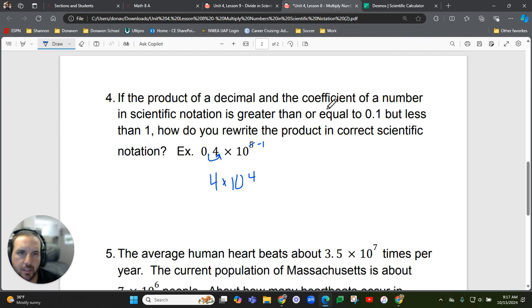So it says, how do you rewrite the product in correct scientific notation? So we add a power of 10 to the coefficient, subtract a power of 10 from the exponent, or from the power of 10.